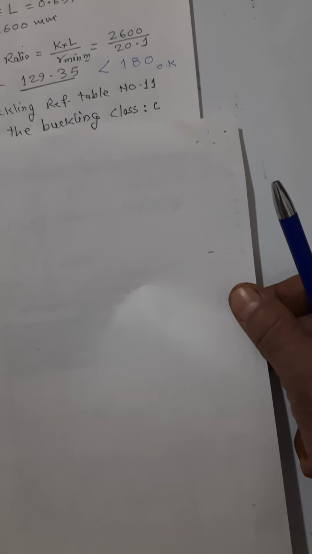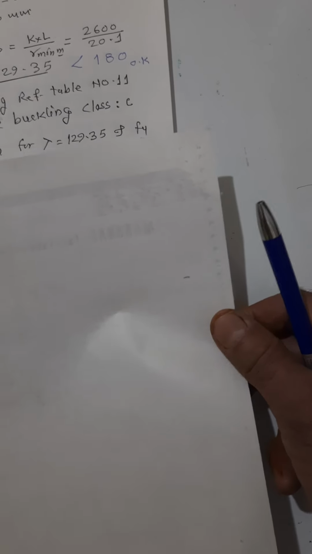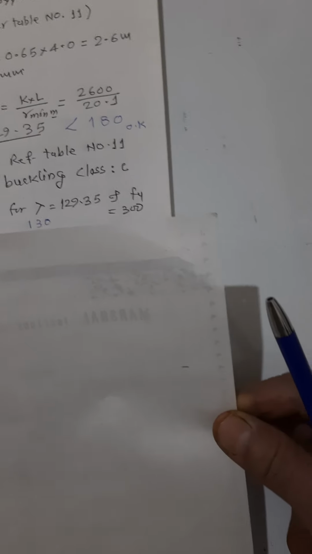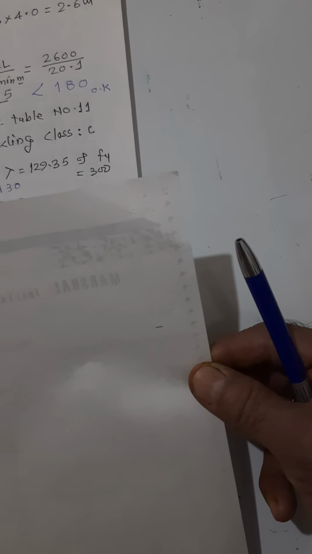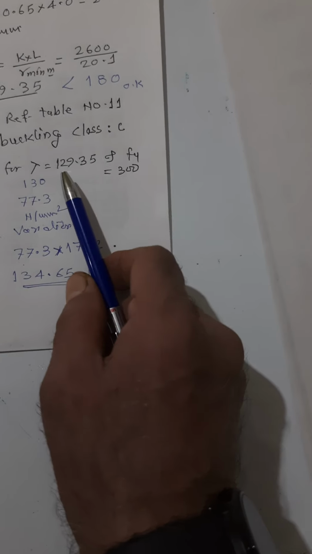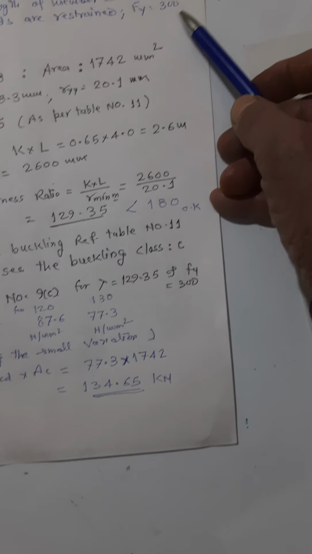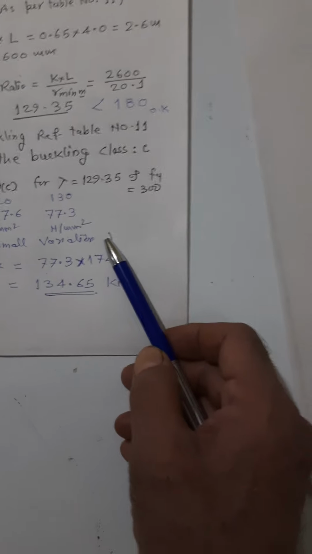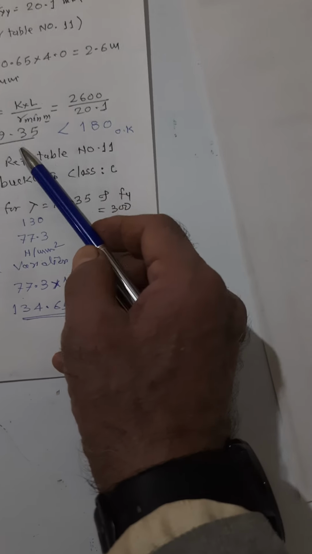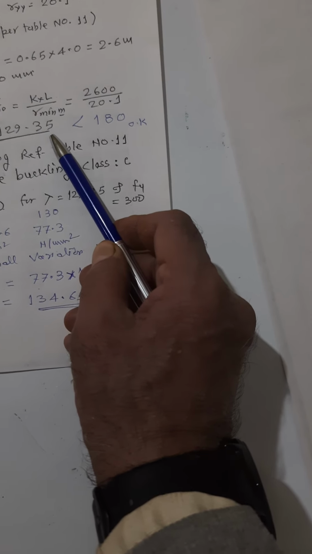Now which class of buckling? A, B, C or D, that we have to see. For angle section, the buckling class is C from table number 9C. FY taken as say 300, it is already given over here. So FY is 300 and lambda or slenderness ratio is 129.35.